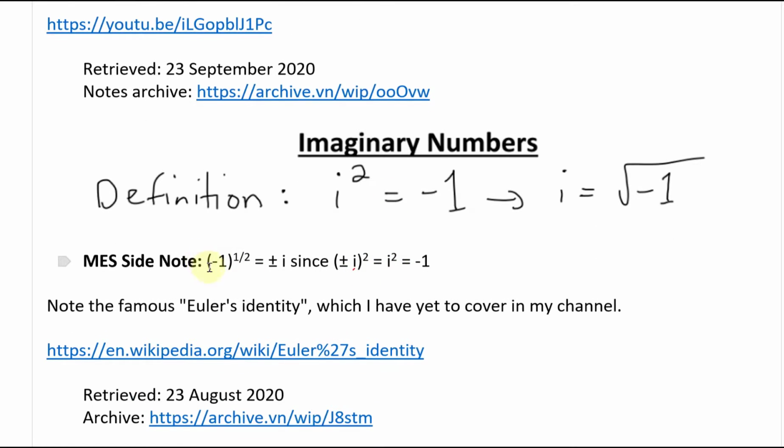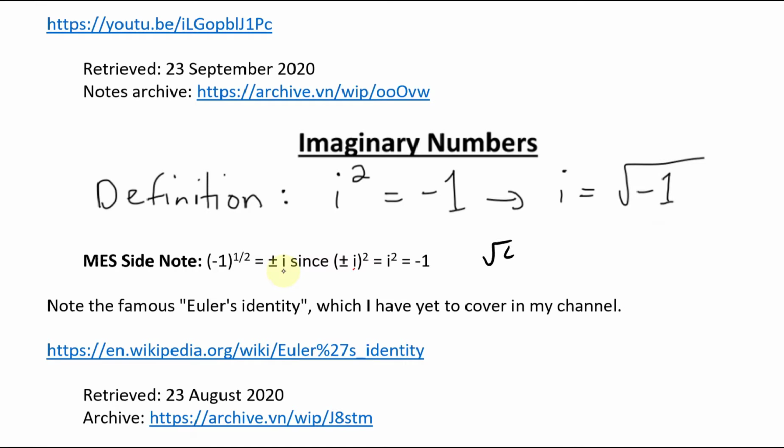But here's an interesting side note that very few bring up. The square root of -1 is equal to plus or minus i, not just i, because when you square plus or minus i, it just equals i squared, since the negative sign goes away, it becomes positive, and this just equals -1. So the square root of this is by definition i, but it could be negative i as well.